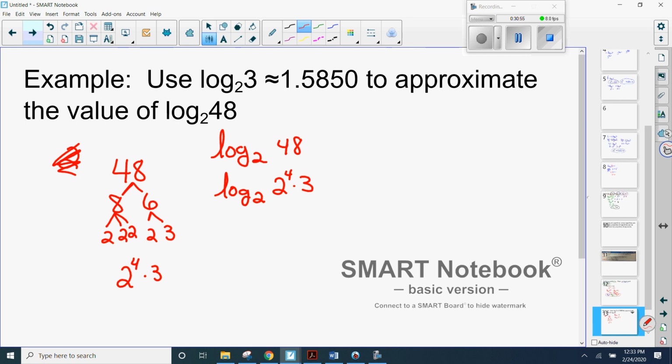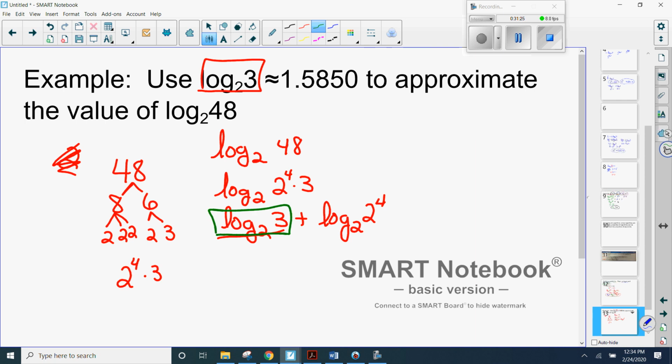Now, why would I want to do that? Why did I pick 3 as one of the factors? Because of what we have right there. When you have a product there, what did it say you could do to that? Write it as log base 2 of 3 plus log base 2 of 2 to the 4th. Now, what did this have a value of right there?